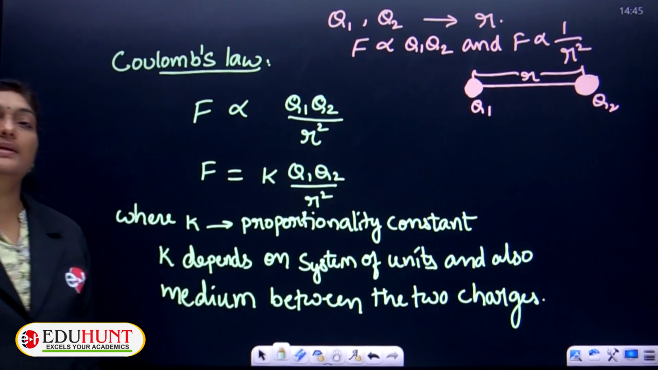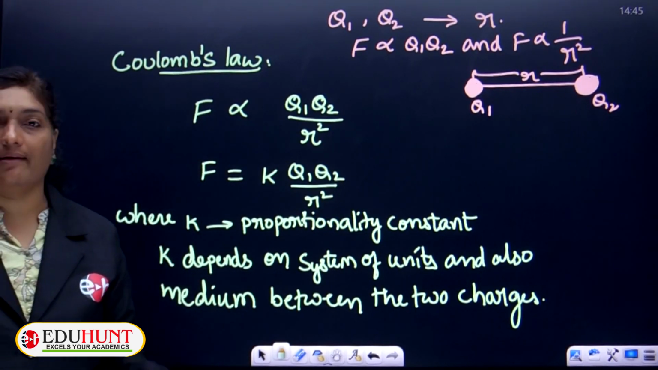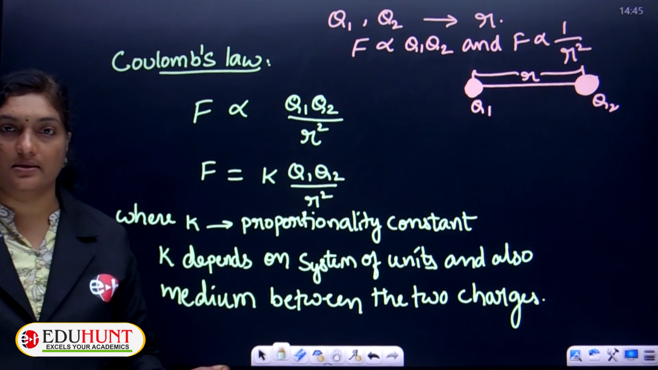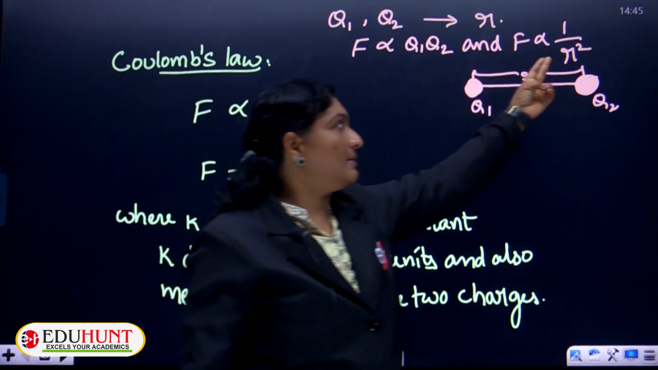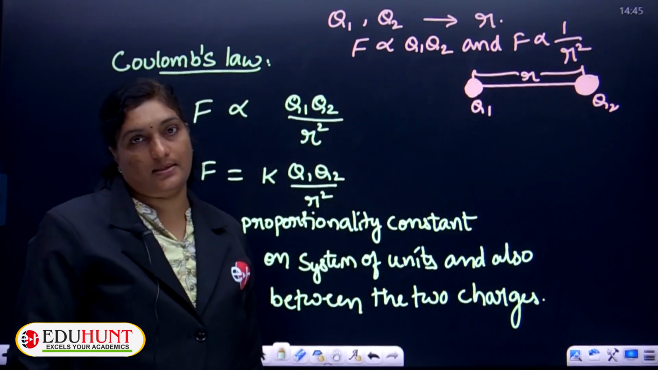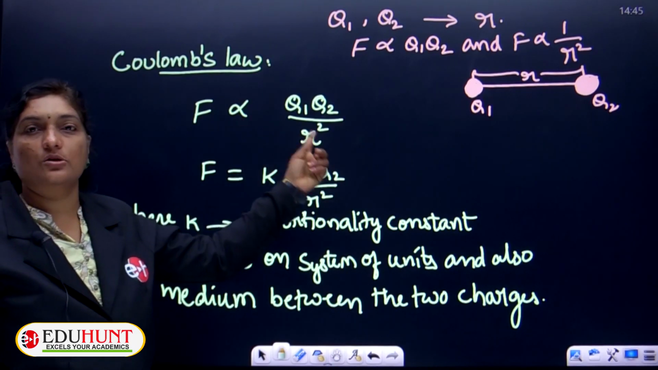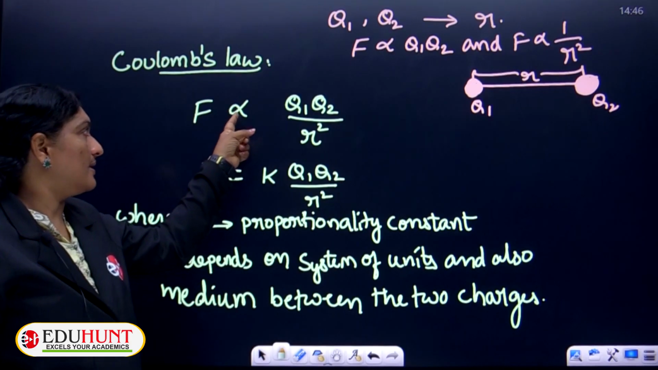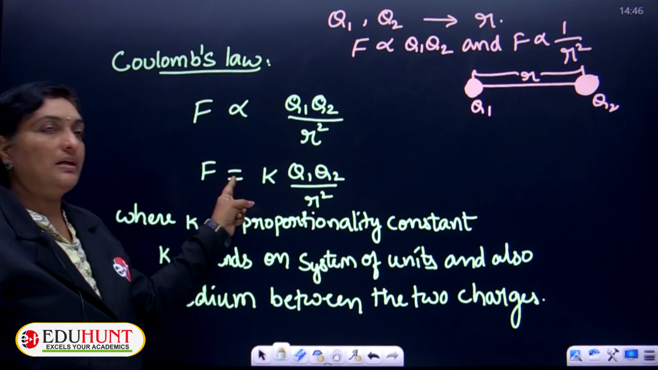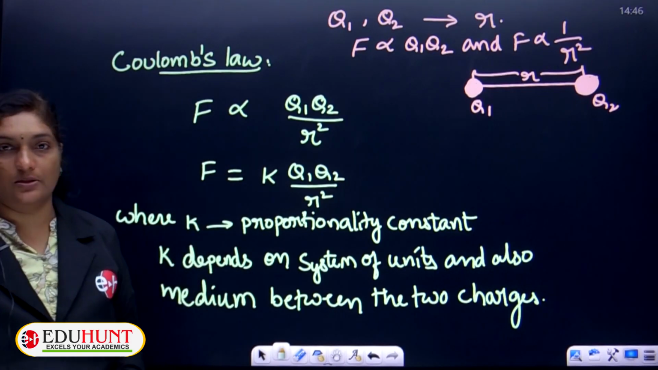So I hope Coulomb's law is clear, children. According to Coulomb's law, the force of attraction or repulsion between two charges is directly proportional to the product of charges and inversely proportional to the square of the distance between them. Writing all together, F is proportional to Q1 Q2 by R square, and removing the proportionality symbol, it can be replaced with equals to.